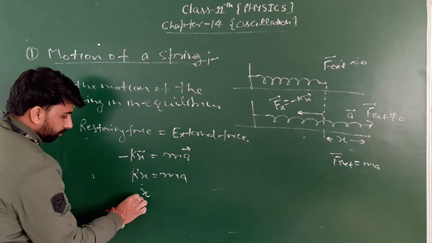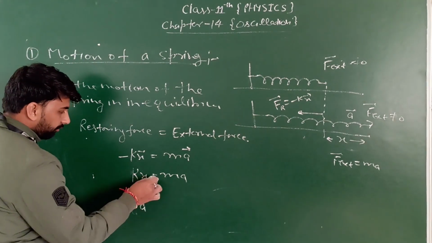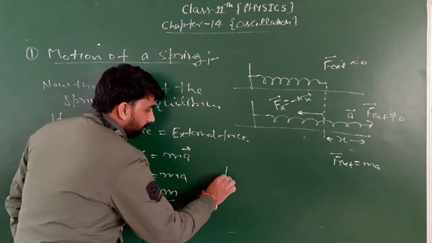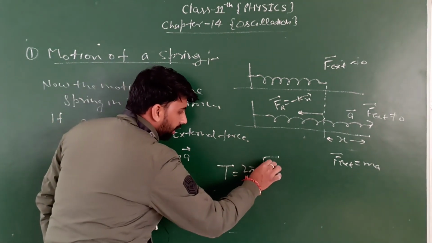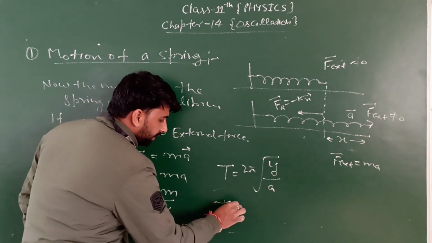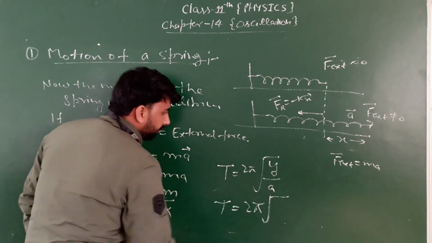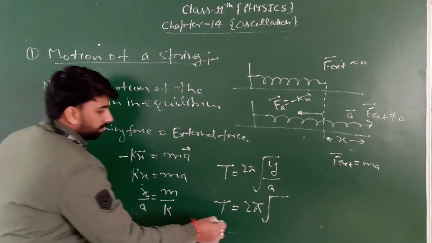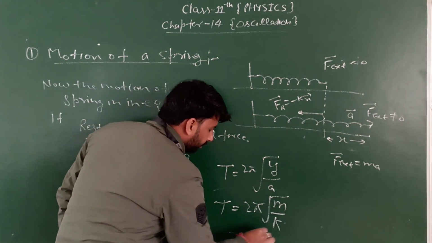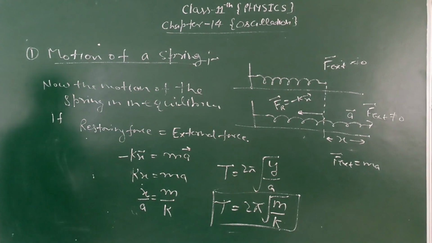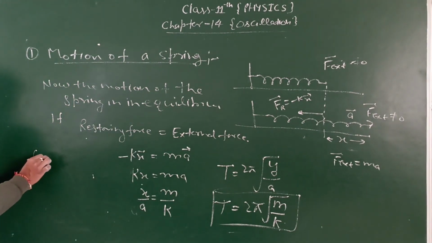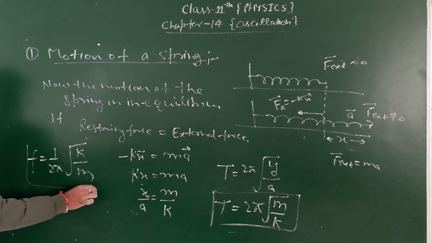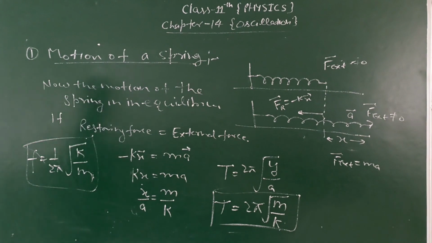As we know, x upon a, this means displacement upon acceleration, from this is m by k. And from the formula of time period for simple harmonic motion, T is equal to 2 pi square root of y upon a, meaning displacement upon acceleration, and this is also displacement upon acceleration, so m by k. This is the formula for time period of a horizontal spring. Now frequency, we know that frequency is the reciprocal of time period, so 1 upon 2 pi square root of k by m. This is the frequency in simple harmonic motion of a spring.